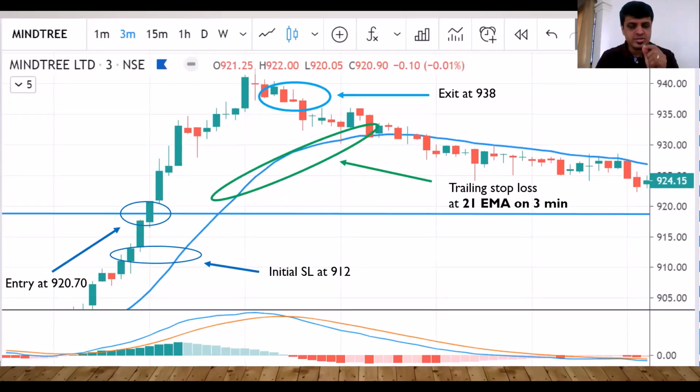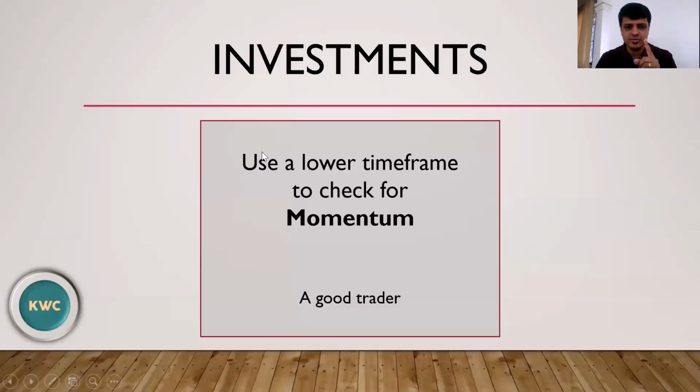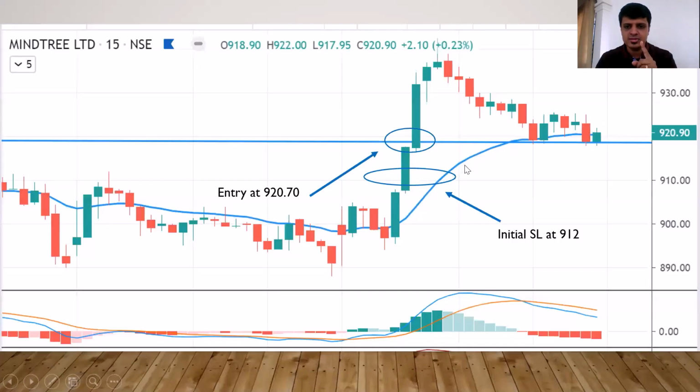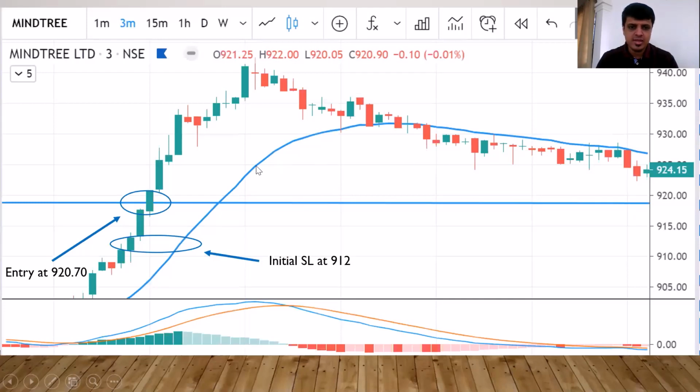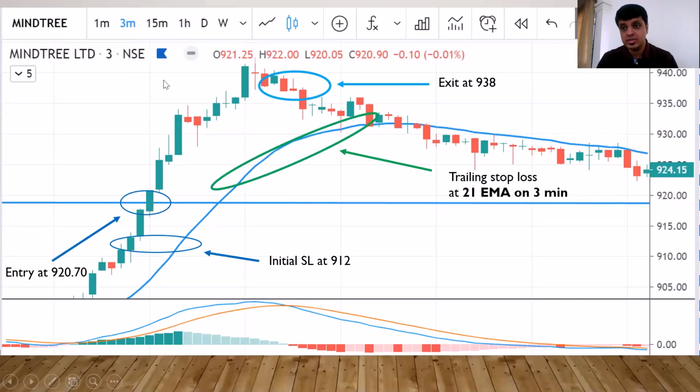Okay, because this is a 3-minute chart, the EMA on the 3-minute chart moves faster than the EMA on the 15-minute chart. For example, the 15-minute chart EMA at that point is at 910-ish. On the lower time frame, the EMA at that time is about 924. You can see here, 24-ish. So I can either do a trailing stop loss at target 1, which is easier for you guys to figure out, or you can do a stop loss along the EMA line of the lower time frame.